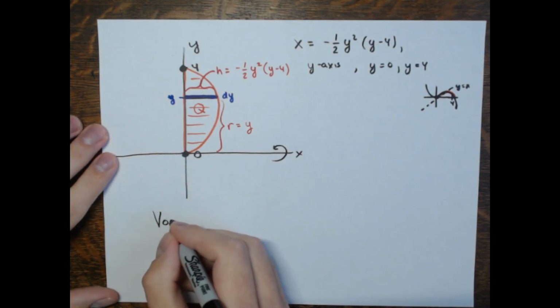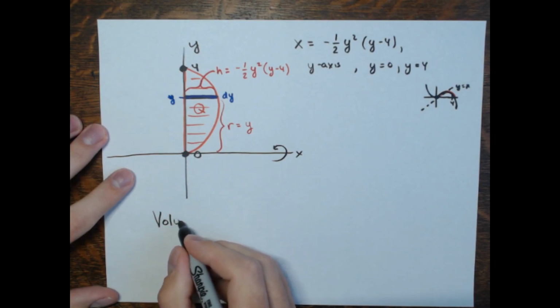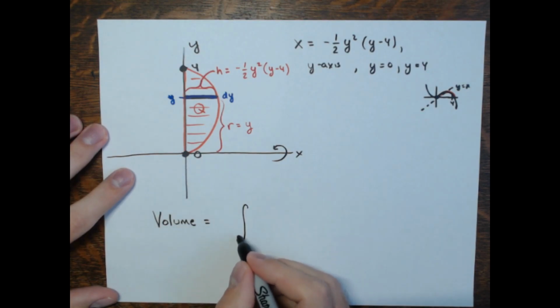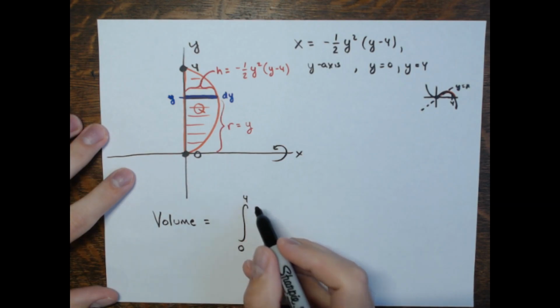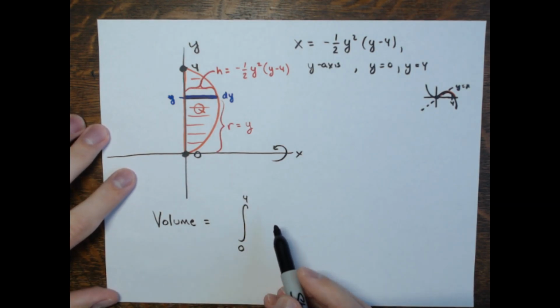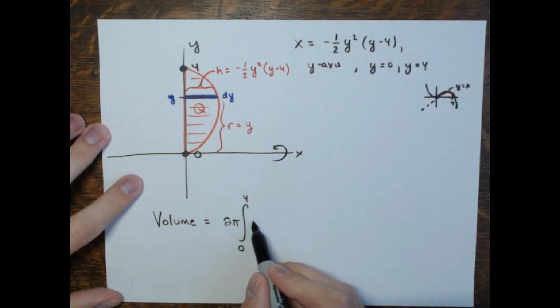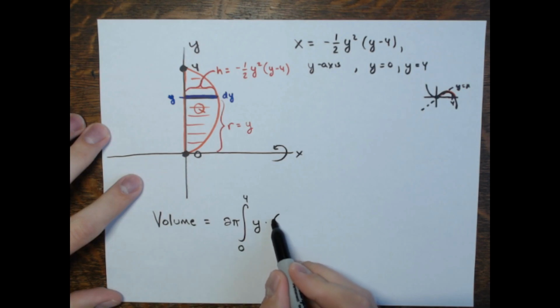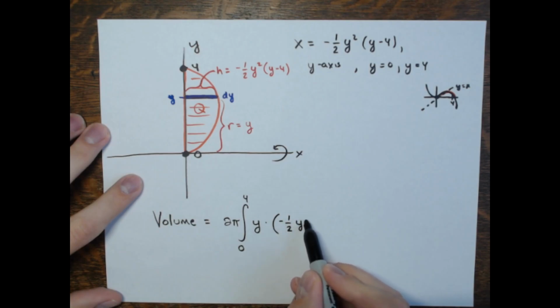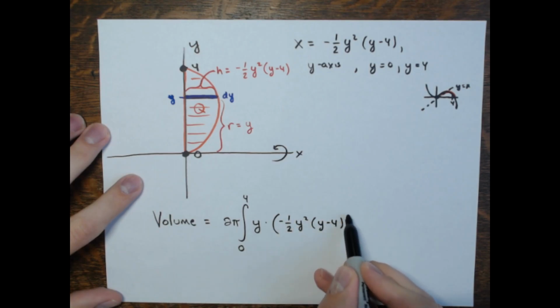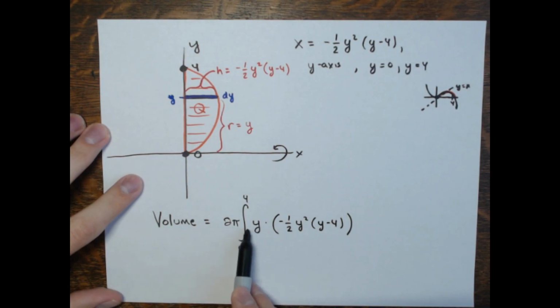So my total volume of the shape created, right, when I rotate this region around the x-axis will be the integral from y equals 0 to 4 of the volumes of these shells, which again is the circumference of the shell, so 2 pi r. 2 pi I'll pull out, it's a constant multiple. R is y times the height, right, times negative half y squared times y minus 4, right, there's the height. Circumference times height, and then times thickness, right? The thickness is the thickness of the rectangle in my picture dy.